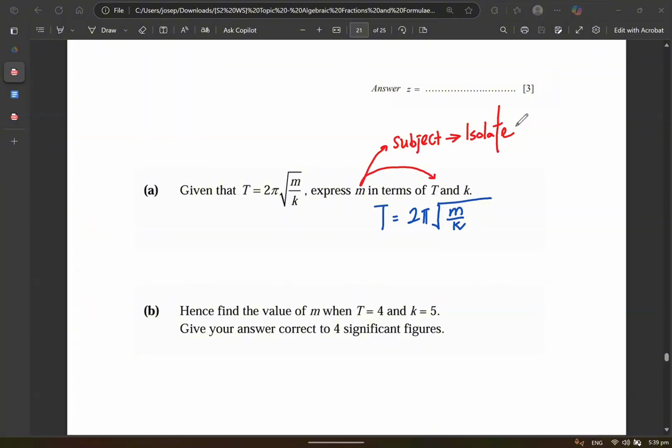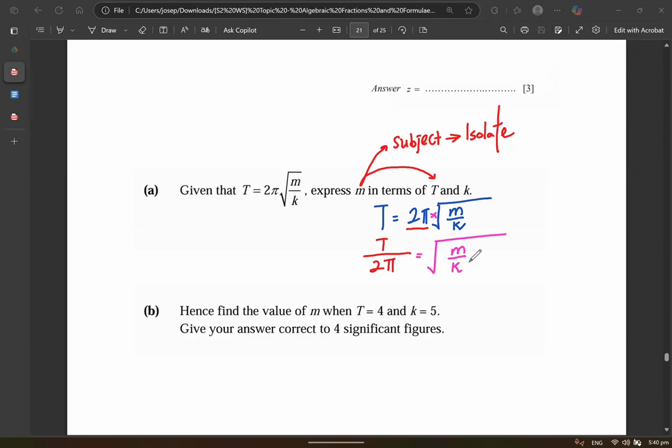Now from here itself, how am I supposed to isolate m? M is surrounded by so many other expressions. Very simple. All you want to do is to remove away 2 pi first. So when you remove away 2 pi, you divide by that. Why do you divide? Because this is a multiplication. If you want to remove something that is multiplied, you divide. And then this becomes square root of m over k.